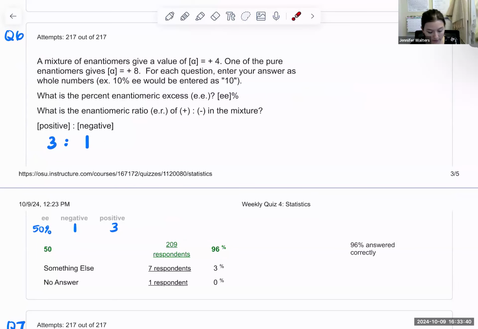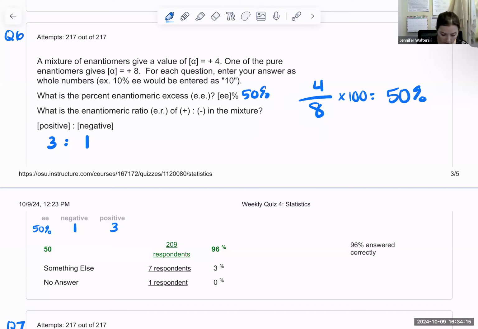Question 6, I have a mixture of enantiomers that give an alpha of +4. One of the pure enantiomers will give an alpha of +8. So for each of the questions, we're answering as a number. What is the percent EE? That is your mixture over the pure times 100. So that is going to be 50%. So that is 50% EE.